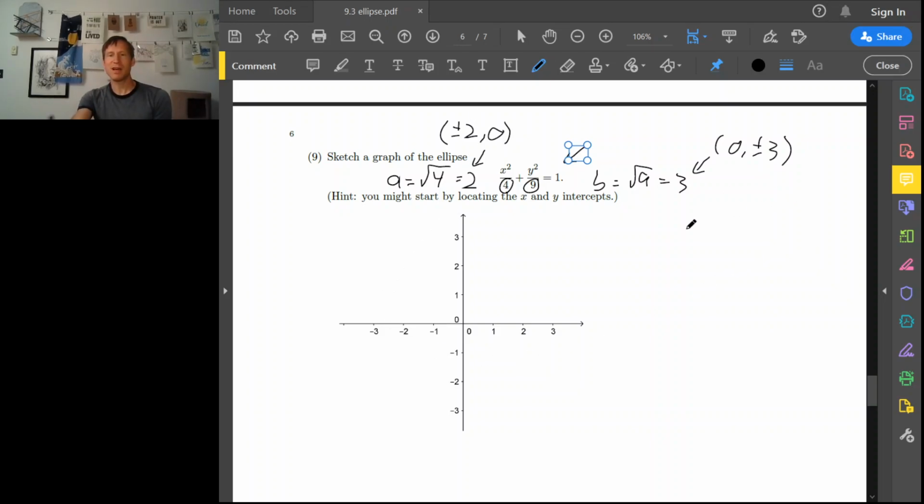So we can plot these intercepts, minus 2 and plus 2 in the x direction, and minus 3 and plus 3 in the y direction. And now that we have these plotted, we can sketch our ellipse. It's going to look something like this. Of course, a perfect ellipse has perfect reflection symmetry across the y-axis and the x-axis, so this isn't perfect, but it's not too bad, I guess. All right, pause the video and work on the next problem.